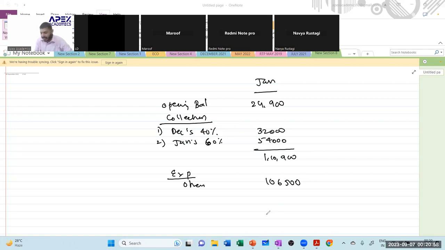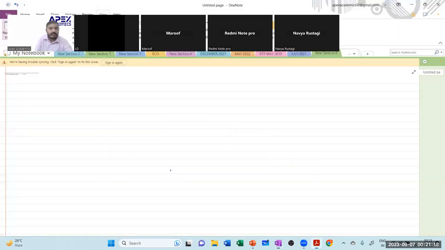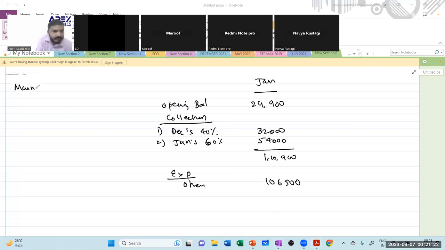My dear friends, are they telling you anything with respect to inventory? Let us see. Tidewell inventories are maintained at the following month's sales. Maintaining inventory is not the same as paying for inventory. My dear friends, please keep this much in mind. Maintaining an inventory is not the same as paying for it.